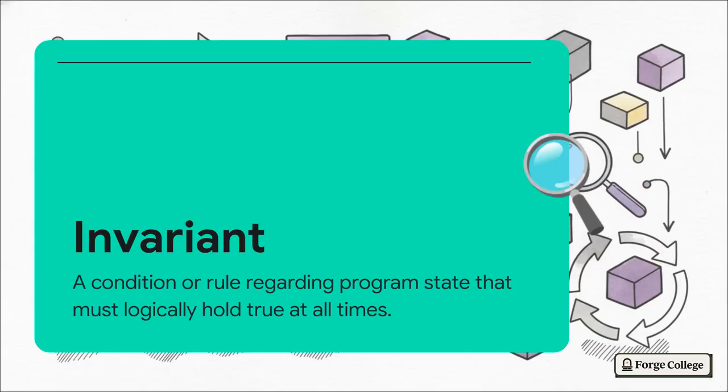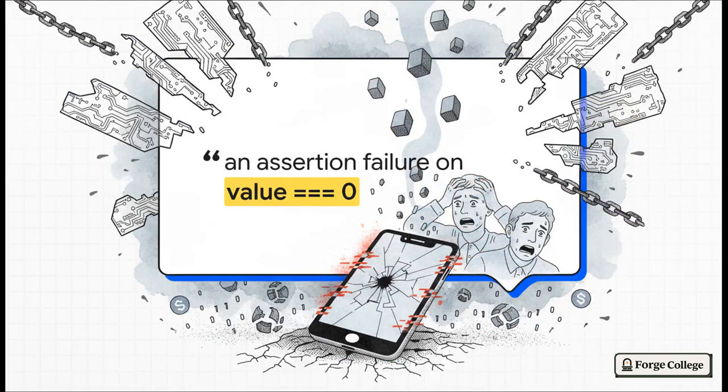Now, why does dropping to 0 even matter? Well, it's all about invariance. An invariant is basically a non-negotiable rule about your program's state that must logically hold true at all times. So when our expected value of 42 unexpectedly drops to 0, it completely violates a core invariant of our program. This violation instantly triggers an assertion failure in our local test suite, setting off every alarm we have. That moment when value equals 0 and you realize you just wiped the state.